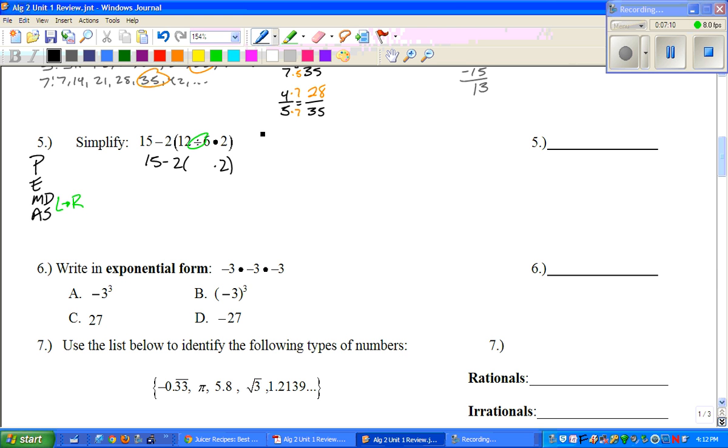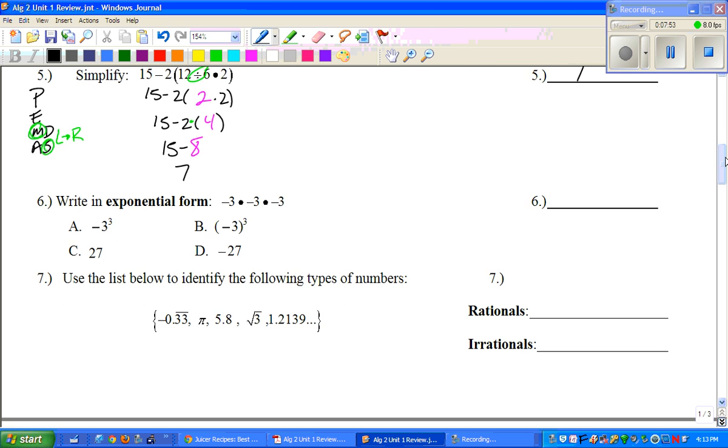Everything on the outside stays the same. And then 12 divided by 6 is 2. Okay? So we're still inside the parentheses. 2 times 2 is 4. Now, can I subtract, or what does the parentheses mean? Remember, that parentheses right there is really multiplication, and multiplication comes before subtraction. So we have to multiply. 2 times 4 is 8, and then 15 minus 8 is 7. So 7 is your final answer.